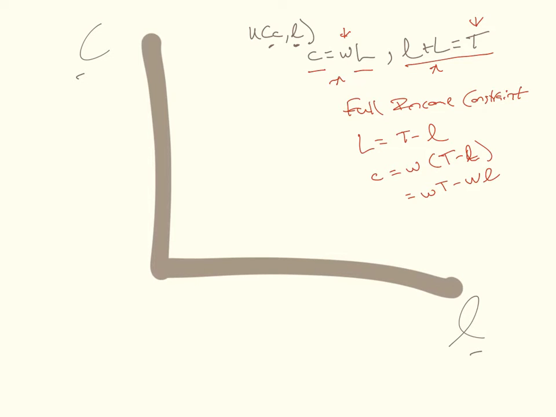And now, to make this look like a budget constraint, I want all the stuff that I'm choosing on one side and all the stuff I'm given on the other. So I'm just given this WT. I'm choosing consumption and leisure. So C plus WL is equal to WT. And that relates my choices to what I'm given. And that we then call my full income constraint.